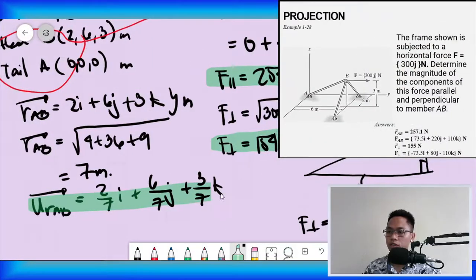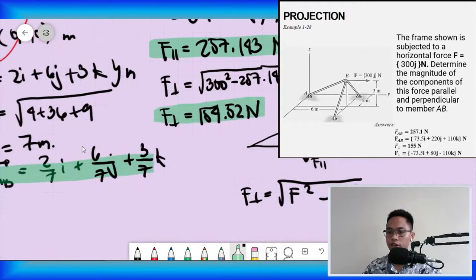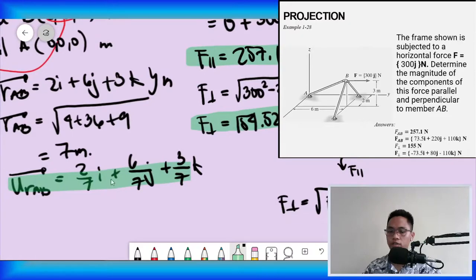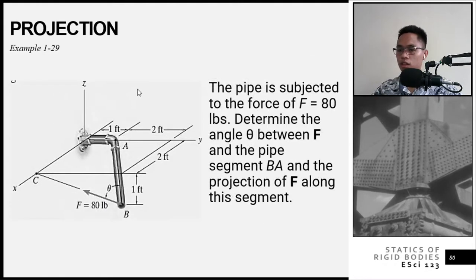Okay, so our answer is correct: 257.1 and 155. Now, if you need to express it in Cartesian vector form, you just multiply it by the unit vector. Okay, so I hope that's clear. Now, let's proceed to what I guess would be our last example. This is the last example, projection again.